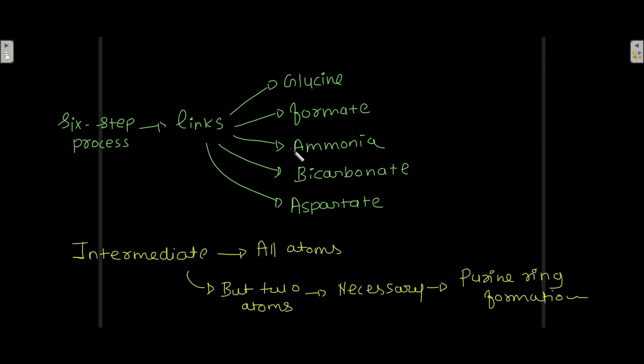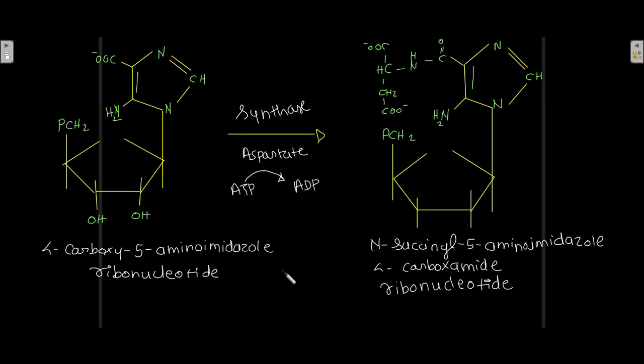Now, all these intermediates contain all the atoms but two that are necessary for purine ring formation. Except for those two atoms, they contain all the atoms. That is the reason why these intermediates cannot form the purine ring, because they don't have those two atoms. So this is how the sixth step looks.